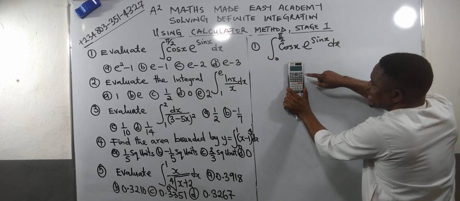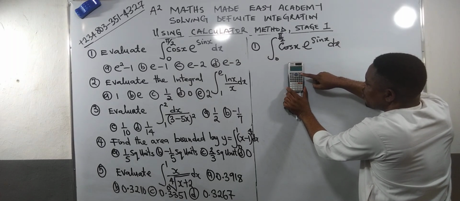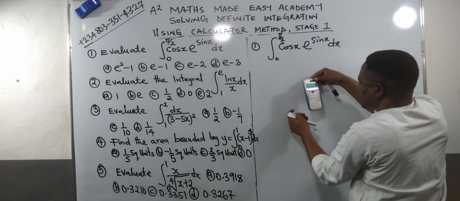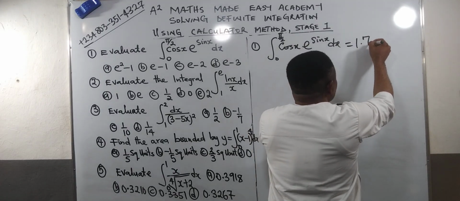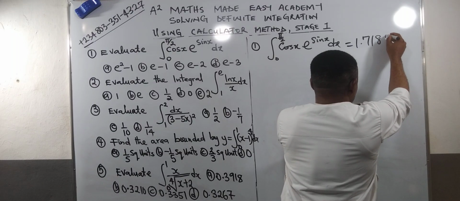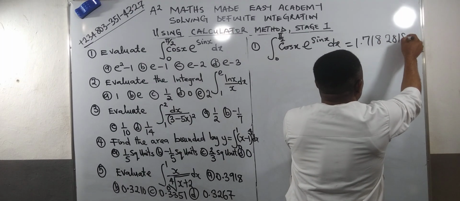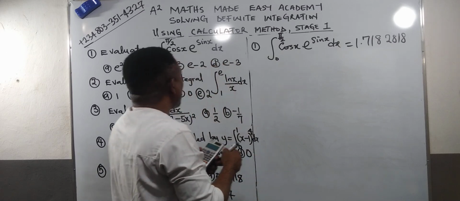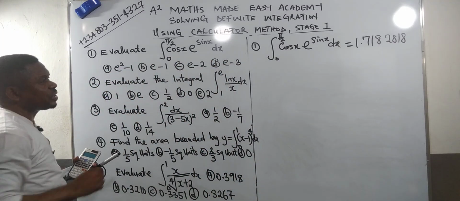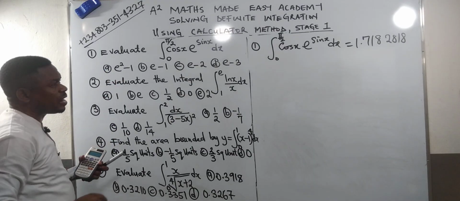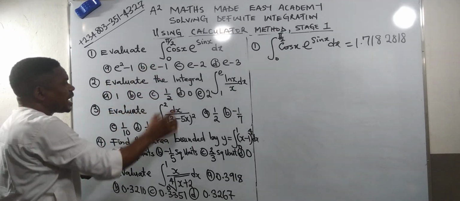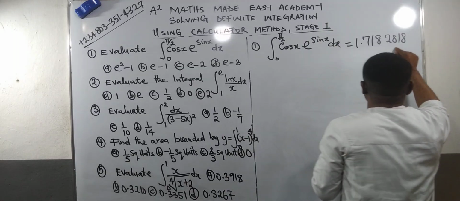Oh my goodness, look at the answer. 1.718281. So let's write it. Now the answer is 1.718218. That is the answer. But if you observe in the options, there is nothing like that. So what do we do? We now begin to go to the options one after the other and cue in something like this and know whether the result will correspond with this.